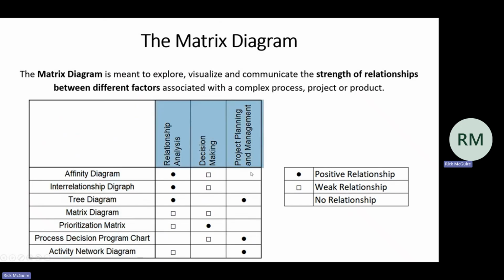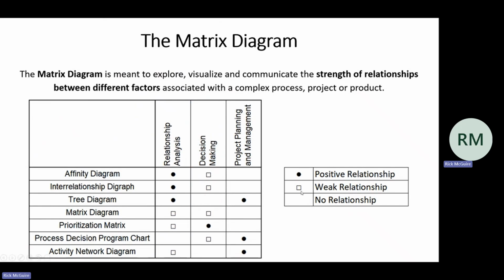And then across the top are those 3 major categories of why we use these tools. The first, like I said, is relationship analysis, understanding and being able to visualize and communicate the complex relationships that often exist in a complex problem. The second is decision making. By the way, you'll notice that the prioritization matrix has a strong positive relationship to decision making. That's what the tool is intended for.